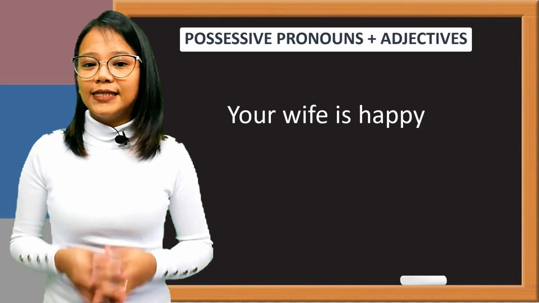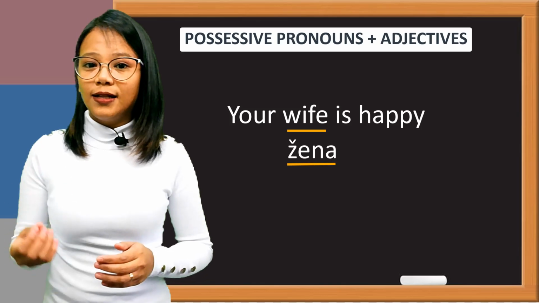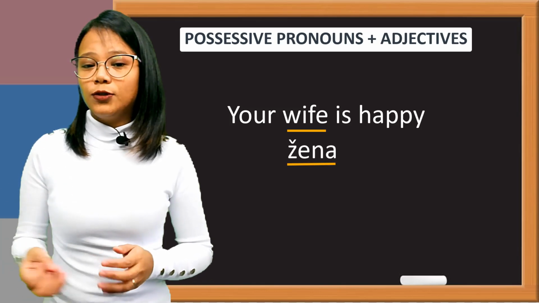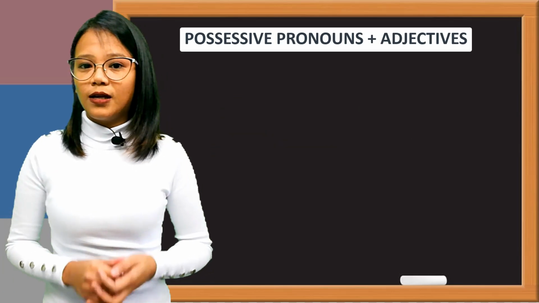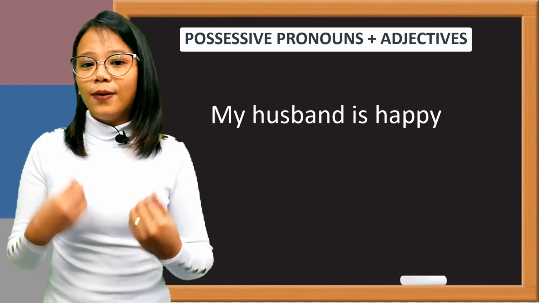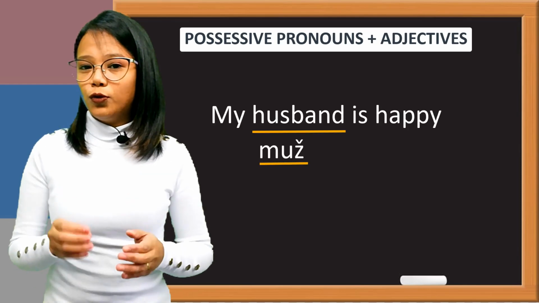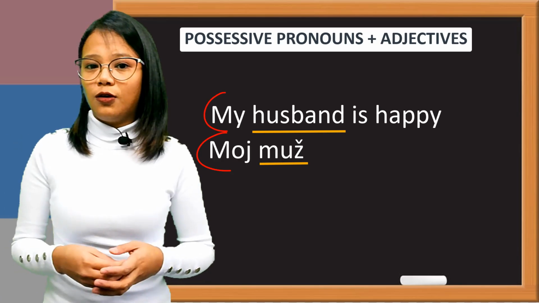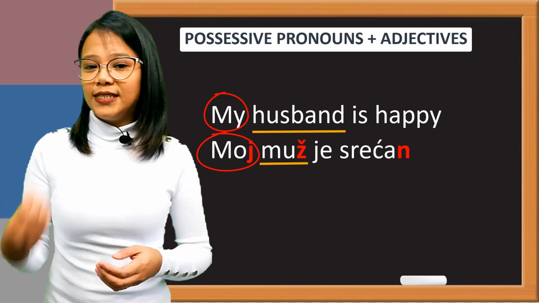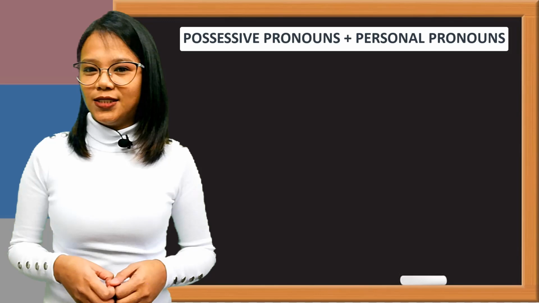Let's add adjectives to our possessive pronouns. Your wife is happy. Wife in Serbian is žena, so it's feminine. Then we will use tvoja. Tvoja žena je srećna. Another example. My husband is happy. Husband in Serbian is muž, so it's masculine. Then we will use moj. Moj muž je srećan.